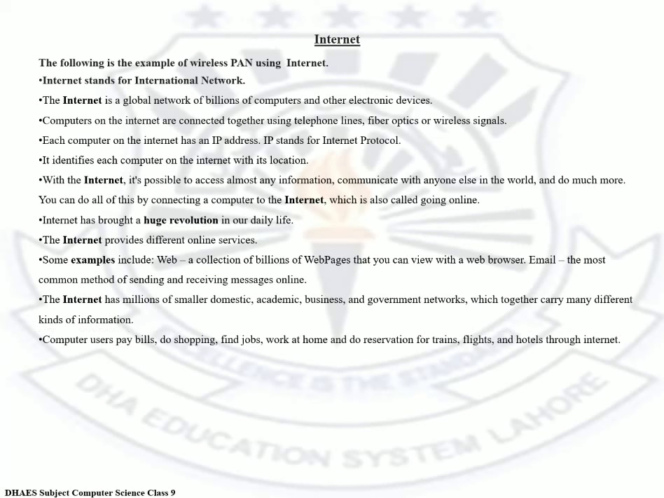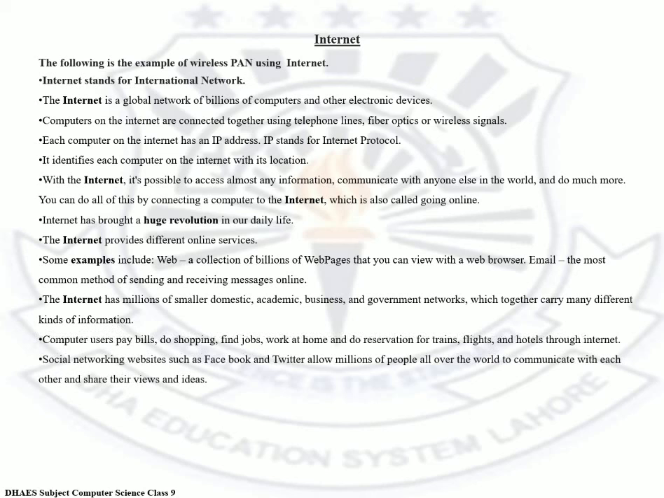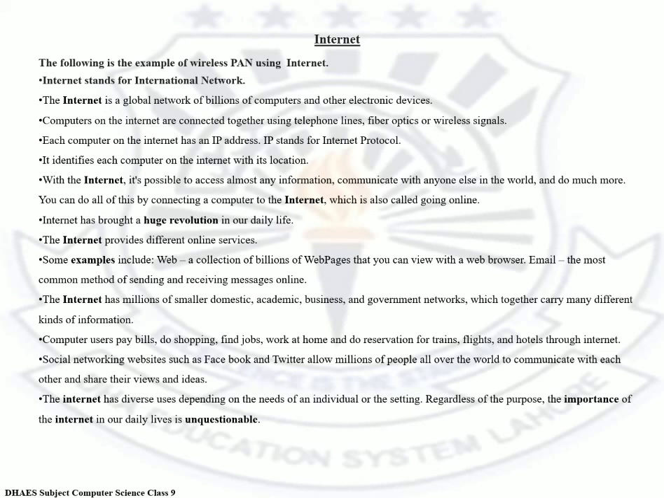Computer users pay bills, do shopping, find jobs, work at home, and do reservation for trains, flights, and hotels through Internet. Social networking websites such as Facebook and Twitter allow millions of people all over the world to communicate with each other and share their views and ideas. The Internet has diverse users depending on the needs of an individual or the setting. Regardless of the purpose, the importance of the Internet in our daily lives is unquestionable.